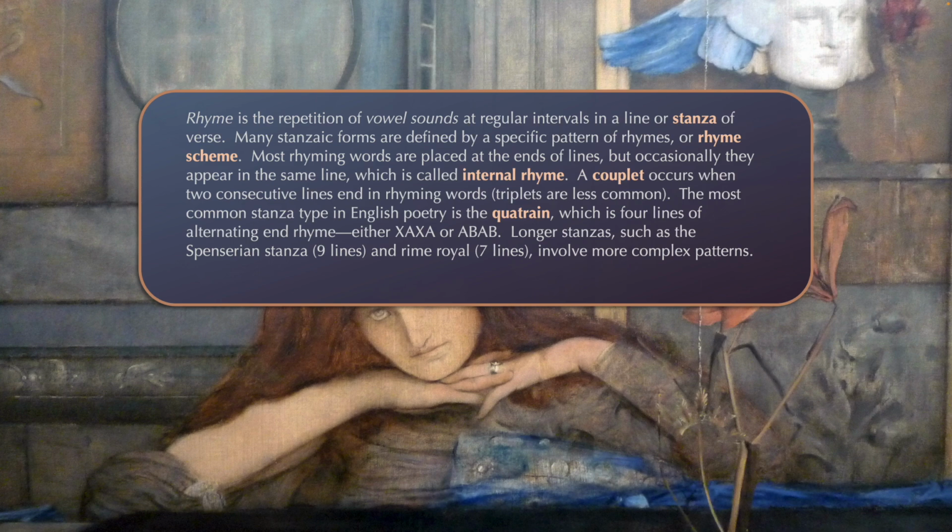There are triplets, those are less common. But the most common stanza type in English poetry is the quatrain. And we just saw this with Emily Dickinson's poem, I Heard a Fly Buzz, which is 4 lines of alternating end rhyme. It could either have the second and fourth lines rhyming, or it could have the first and third and the second and fourth lines rhyming. The X there, the XA, XA, X always means no rhyme. So longer stanzas, such as the Spenserian stanza, which has 9 lines, and Rhyme Royal, which has 7 lines, involve more complex patterns than the typical quatrain.